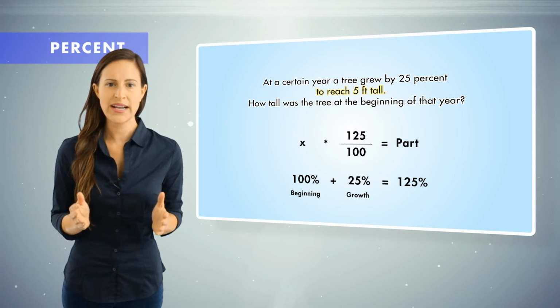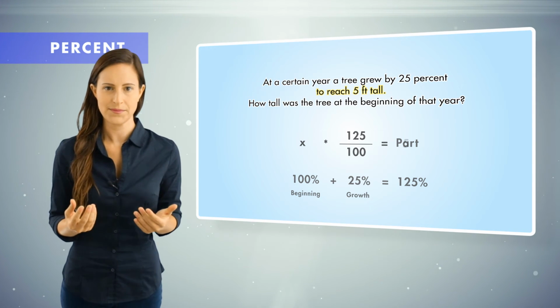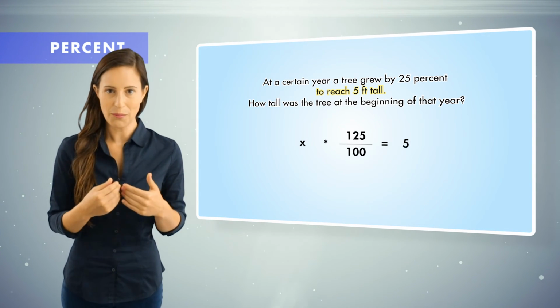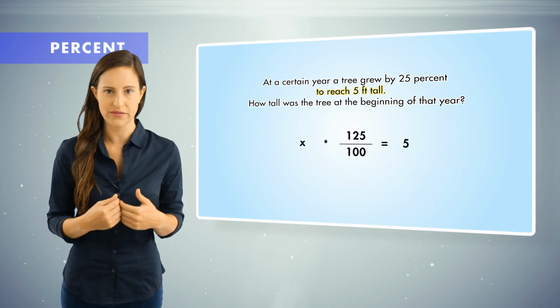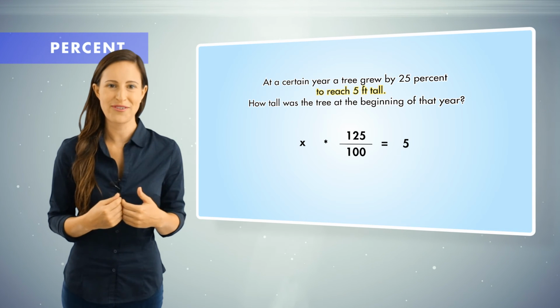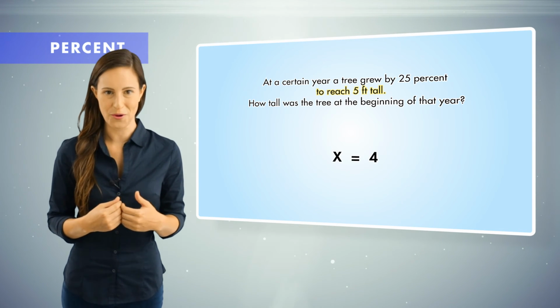Now, we will place the numbers in the formula. X multiplied by 125 divided by 100 equals 5. Solving for x, we will find that x equals 4.